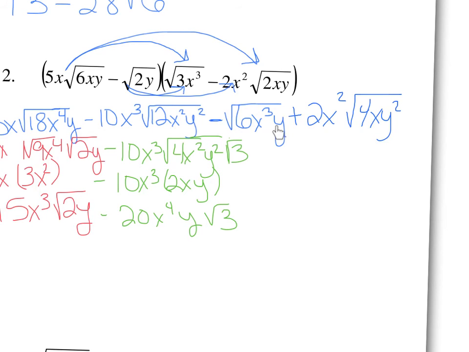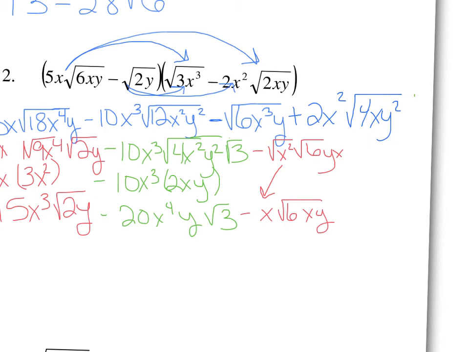Okay, here, the 6 doesn't have any perfect square factors, so we will leave the 6 by itself. Y doesn't have any perfect square factors, but x cubed could be x squared and 1 extra. So that's going to end up being x square root of 6xy, because the square root of x squared is x. Running out of room here.